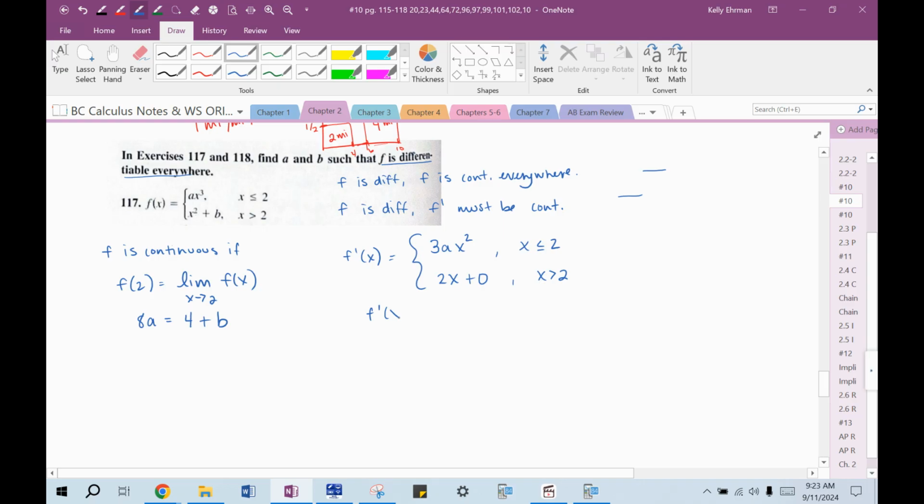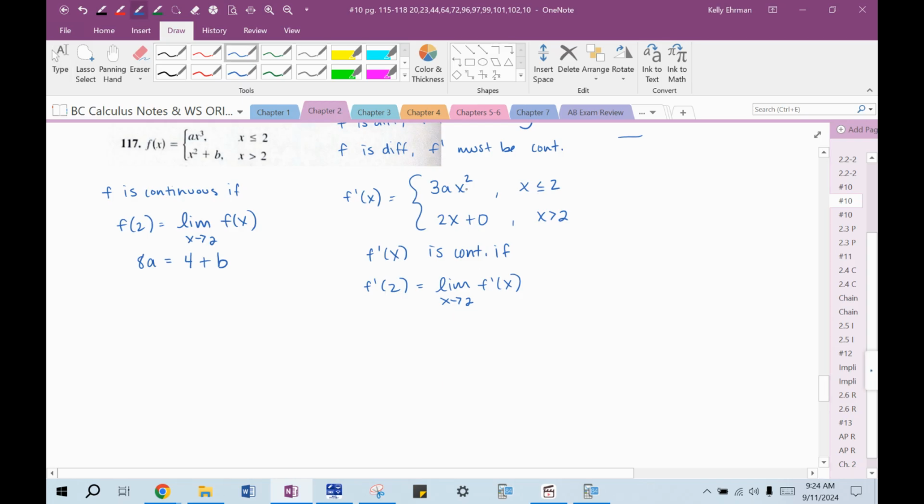So f prime is continuous if f prime of 2 is equal to the limit as x approaches 2 of f prime of x. All right, so f prime of 2 is plug 2 into the top equation for x. So 3 times 2 squared is 12 times a. The limit for f would be plugging into the other piece. So plug 2 into 2 times x, that's 4. Divide by 12. 4 over 12 is 1/3.